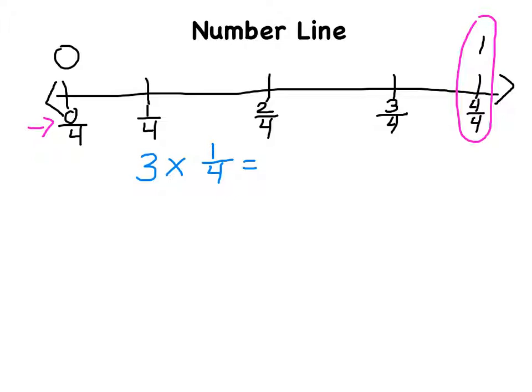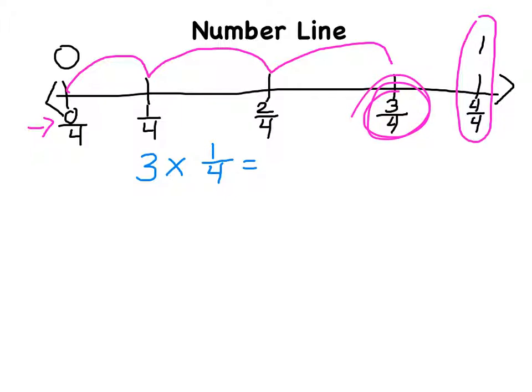So we can start from the very beginning at 0/4, or 0, and we're going to skip 1/4 of the way, and we'll do that 3 times, and then we should get to our answer. So 1 hop, 2 hops, 3 hops. It looks like our answer right here should be 3/4. And then we could always check that again with the repeated addition that we did previously. We'll add those up, and that also gives us 3/4.